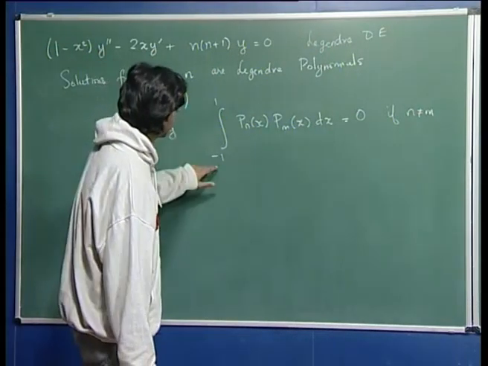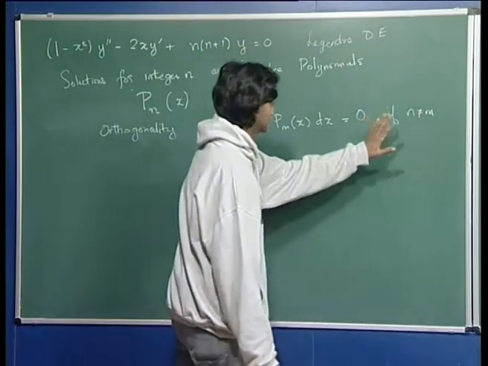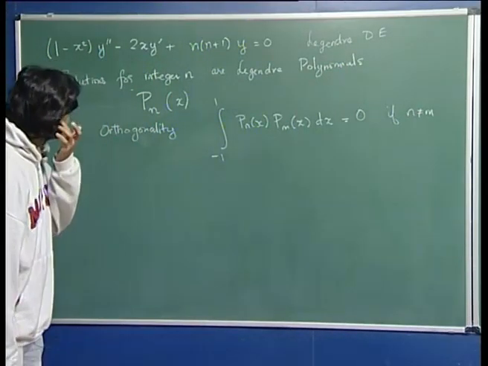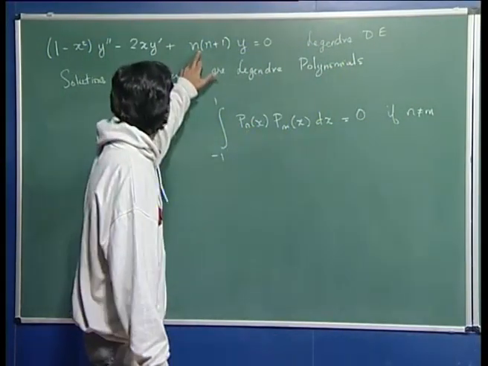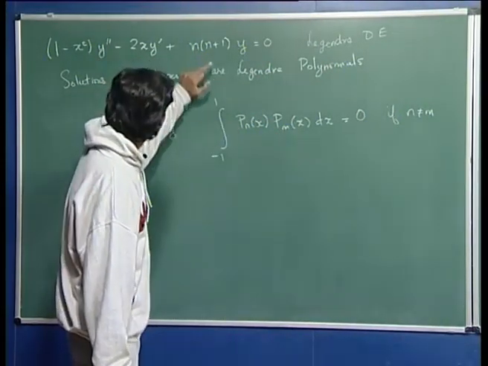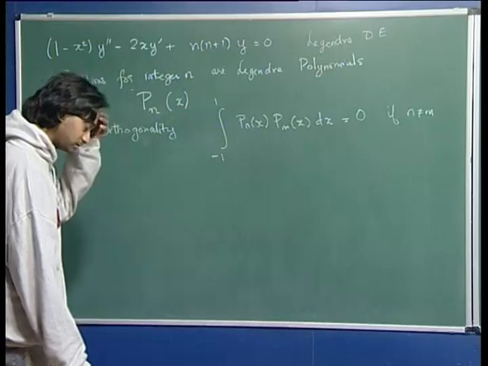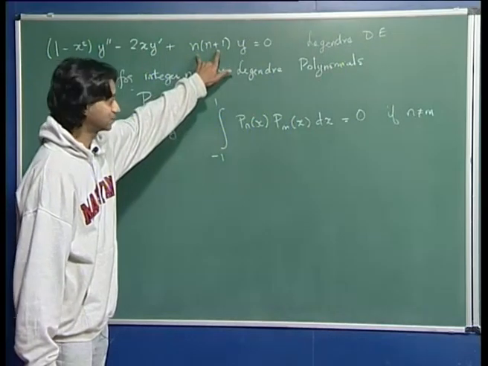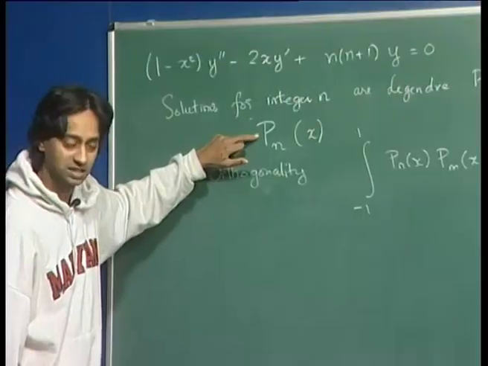They are orthogonal in the sense that the integral from -1 to 1 of P_n(x) P_m(x) dx equals 0 if n is not equal to m. Now, notice that for n you have one differential equation, for m you have another differential equation. The form of the differential equation changes as you change the value of n or m. But the solutions are still denoted by the Legendre polynomial.